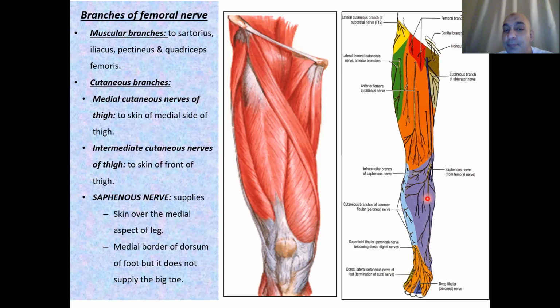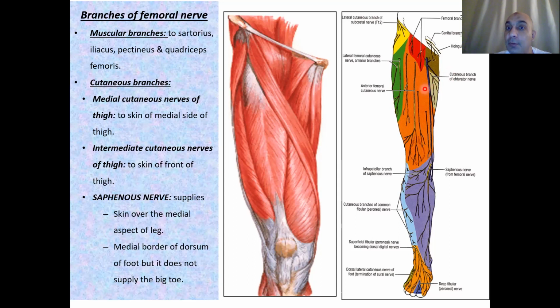And we have a branch, which is very strange, because this branch is called the saphenous nerve. It's named so because it accompanies the great saphenous vein. And the distribution of this nerve is to the medial aspect of the leg, medial aspect of the foot, but it is not going to supply the big toe. It stops at the root of the big toe, at the metatarsophalangeal joint of the big toe.